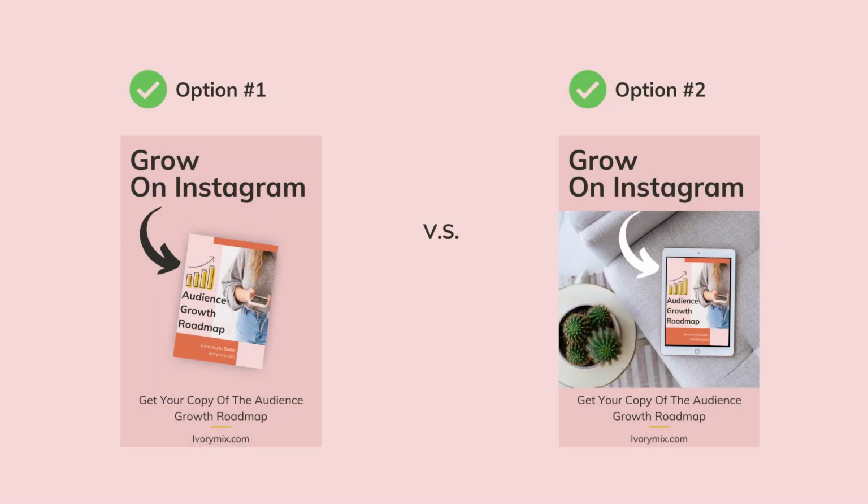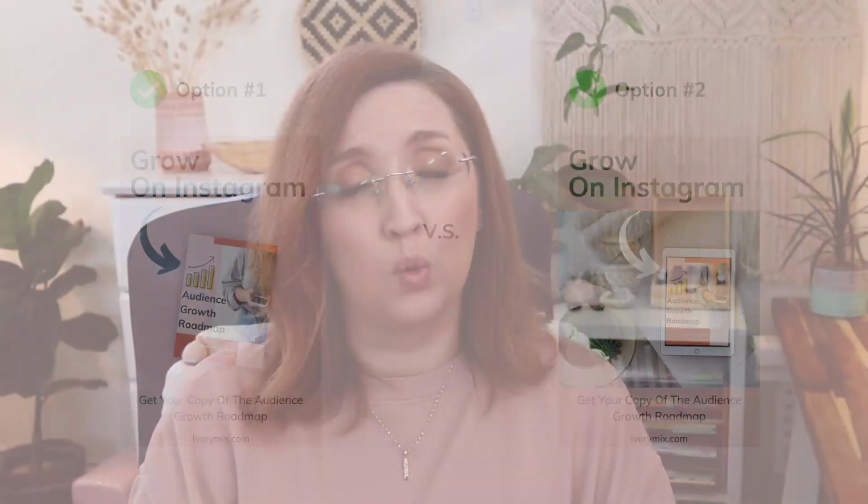So if you are going to mock up an ebook, for instance, you could use just a simple graphic example of your ebook, and then you can use a more lifestyle mock-up of that ebook. This gives you a lot of range in your visual and a lot of things to work with.